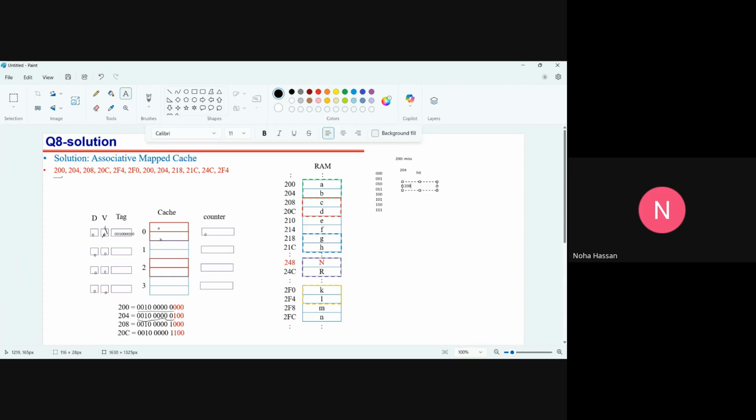208, to get the corresponding binary value, this is the corresponding binary value. And if I search in all the tags available, it is not there, right? So it is something new. So this means that it was a miss. 208 was a miss.